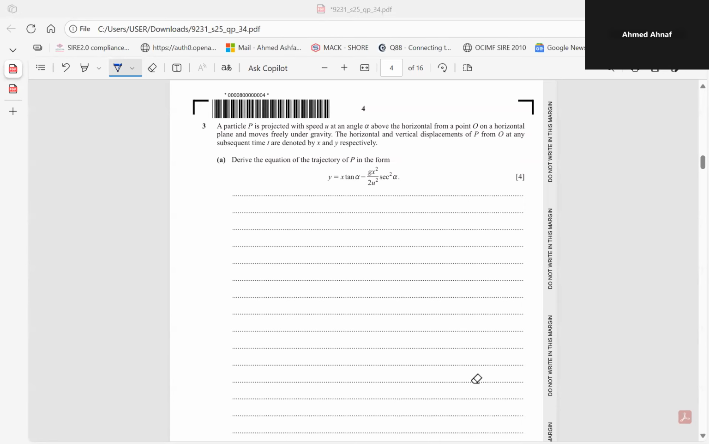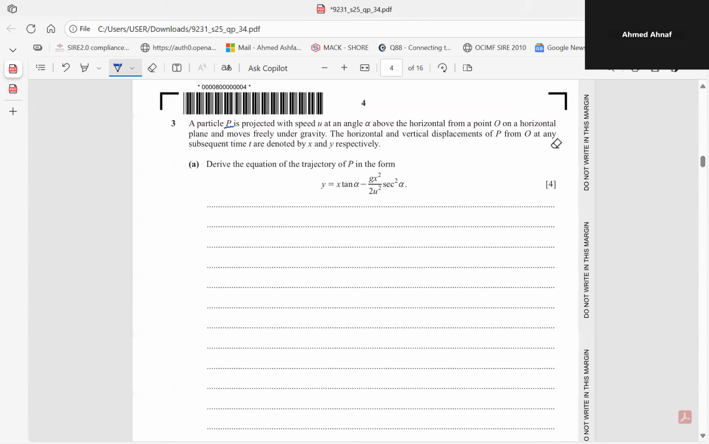Okay, so for this question, we're told that a particle P is projected with a speed u at an angle alpha above the horizontal from a point O on a horizontal plane and moves freely under gravity. So clearly, if you see the words freely under gravity, it means that the particle is undergoing projectile motion. Then we're told that the horizontal and vertical displacements of P from O at any subsequent time t are denoted by x and y respectively. So x is the horizontal displacement and y is the vertical displacement.